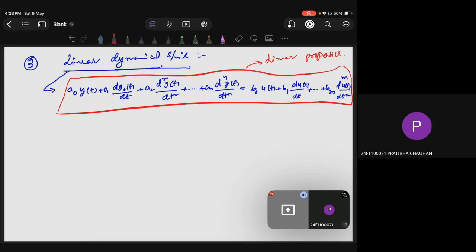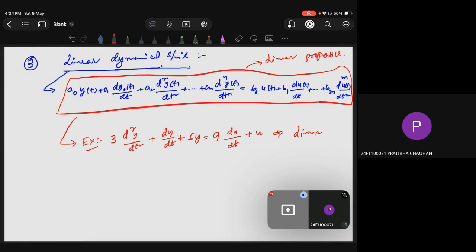Okay, these kind of systems. Here also you can define some example. So example would be like 3 d square y by dt square plus dy by dt plus 5y equal to 9 du by dt plus u. So is it a linear system? Yes, because it is exactly following the above format.